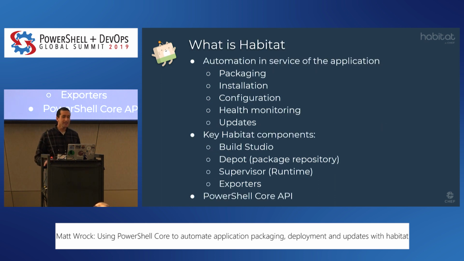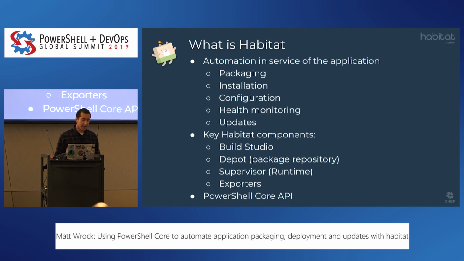So what is Habitat? Habitat is automation in service of the application. When a lot of us think about automation tools today, we naturally think of the configuration management space, which of course Chef, who produces Habitat, is very much in. So you've got your Chefs, your Puppets, your Ansibles. They're all about the end goal of making sure my server looks such and such a way, so I can take my server from some unknown state to a desired state with the click of a button, or with a script.